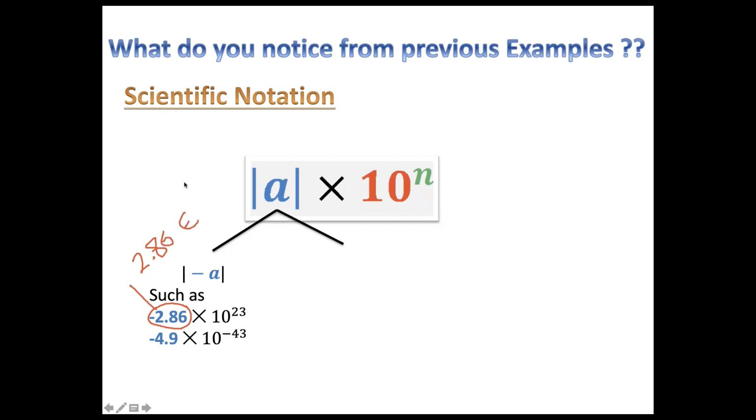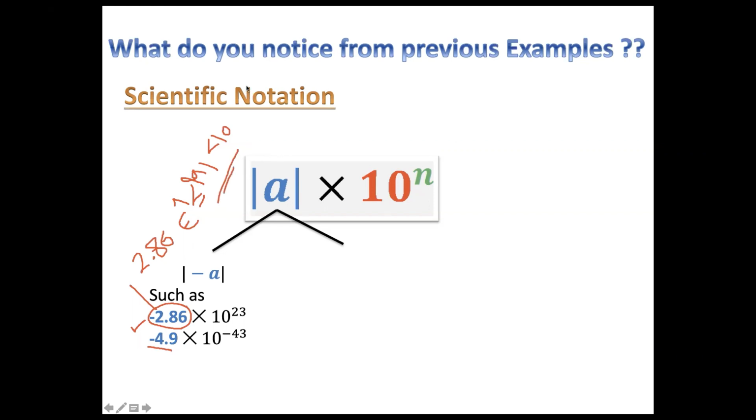Okay, 2.86 belongs to my range. What is my range here? The absolute value of A should be greater than or equal to 1 and less than 10. So this number belongs to this range, so it's right, it's set in my standard form. What about the next one? It's as in the upper example. The absolute value of negative 4.9 also belongs to my range.